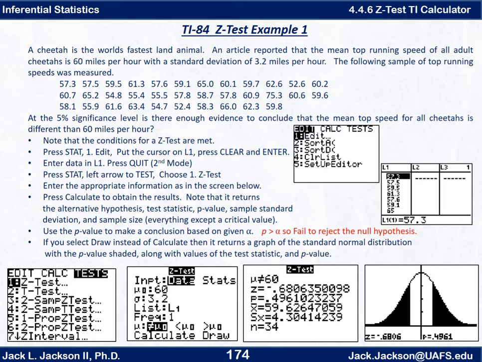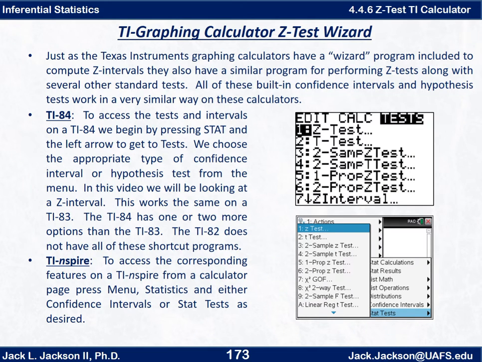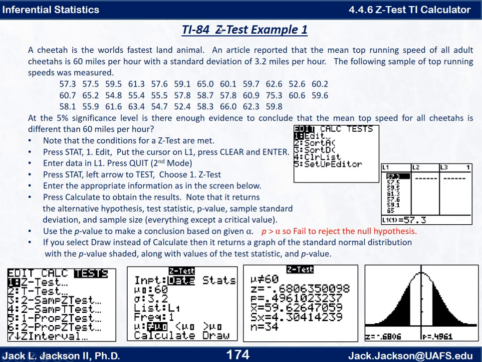Okay, so let's look at an example. So here we have a cheetah, the world's fastest land animal. An article reported that the mean top running speed of all adult cheetahs is 60 miles per hour, with a standard deviation of 3.2 miles per hour. The following sample of top running speeds was measured, and you see the data there. At the 5% significance level, is there enough evidence to conclude that the mean top speed for all cheetahs is different than 60 miles per hour?